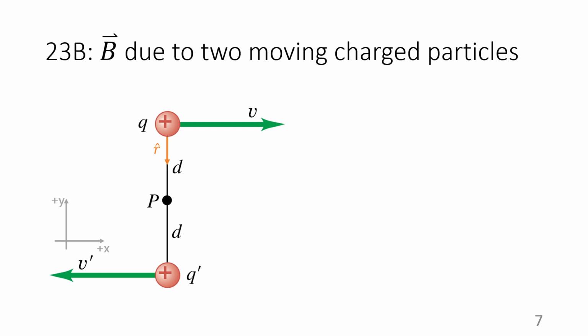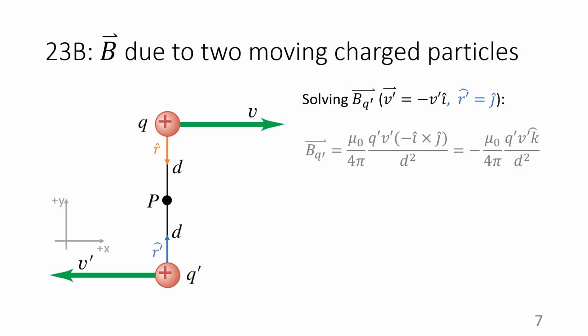Solving for the magnetic field contribution of the bottom charge q prime, we first recognize that v prime points in the negative i hat direction and r prime hat, or the unit position vector for q prime, the blue vector, points at the positive j hat. Okay, then we plug it into the Biot equation, and solving the cross product gives us the following. B sub q prime is equal to negative mu naught over 4 pi times q prime v prime k hat over d squared. What you notice here is that, similar to B sub q, B sub q prime also points into the page.